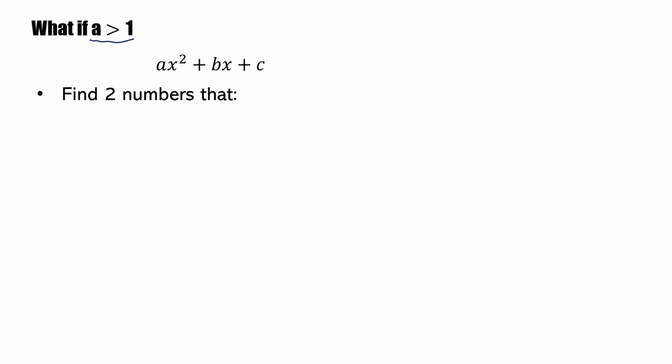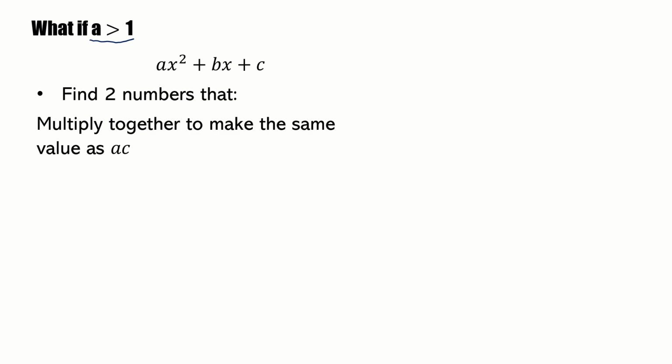Okay, what do you need to do? Well, you still need to think of two numbers, but there's a few extra conditions involved. You now need to be thinking of two numbers that multiply together to make the same value as, not just the number on the end. You want the two numbers to multiply together to make the same value as the a value, the number in front of the x squared, multiplied by the c value. You'll see what I mean when we get onto an example, but then those two numbers you choose also still have to add together to make that value that's in the middle, the coefficient of x.